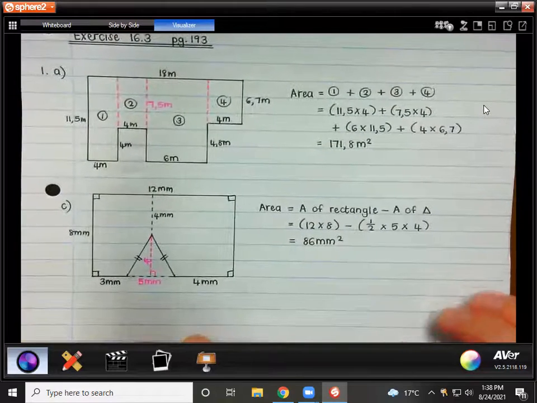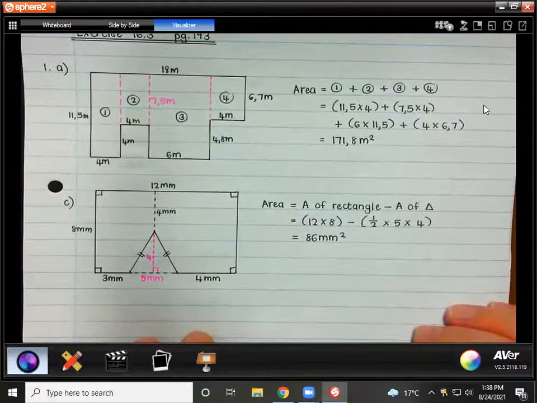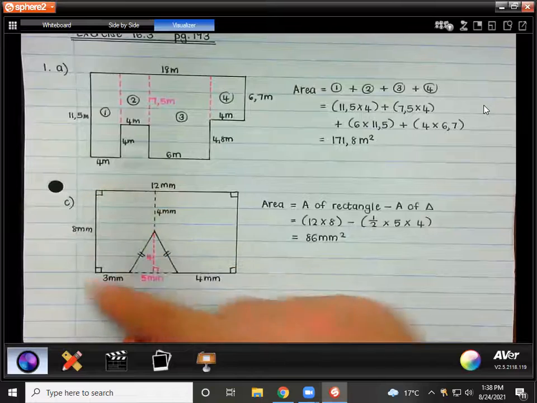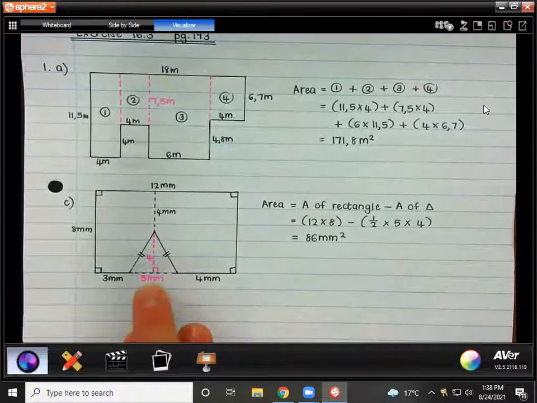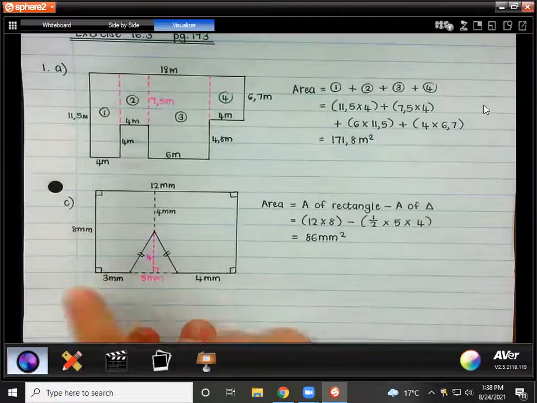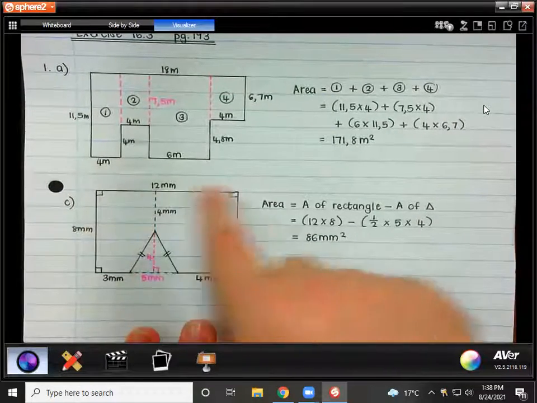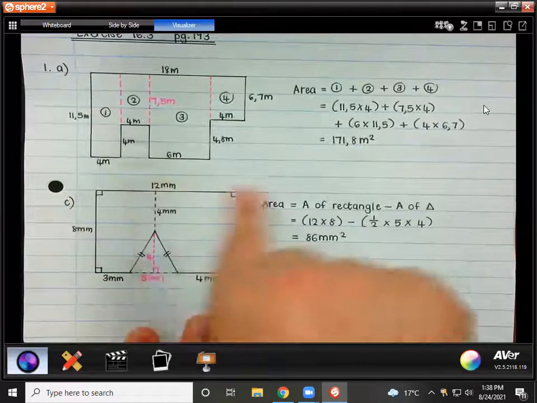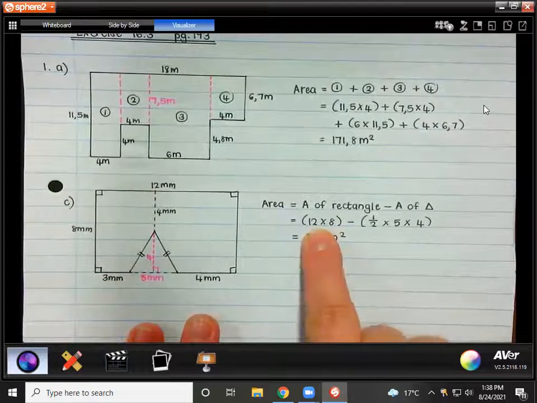Any questions on that one? All right, for C, you had to actually find the area of the whole rectangle, and then you had to minus the area of this triangle. All right, this was a cutout question. So the whole rectangle is quite easy. It's 12 times 8, right? Length times breadth, 12 times 8.